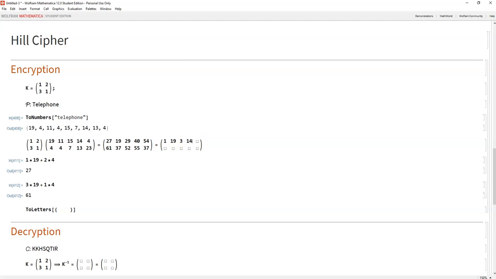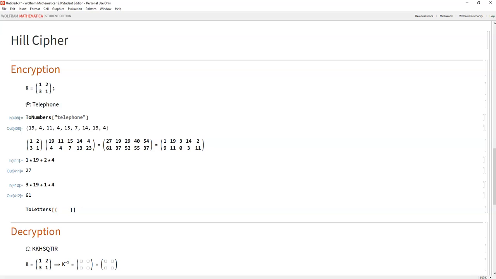So that's going to be 14, this will be 2. 61, that's going to be 9. 61 minus 52. 37 minus 26, 11. 52 is a multiple of 26. That will be 3, and then this will be 11.